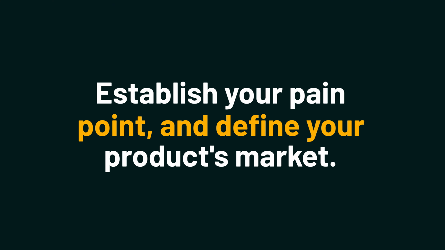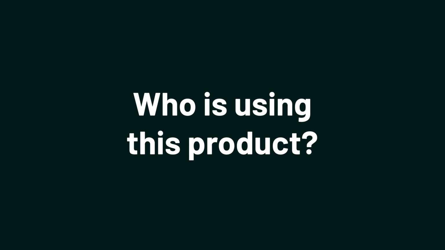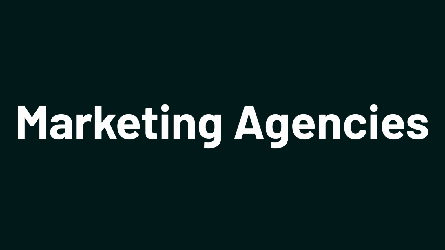And let's cruise on over to Victor's tips for writing killer copy. First, establish your pain point and define a clear market for your product. There are a few things you want to figure out ahead of time by asking yourself a few questions. What problem does your product solve? And who's using this product? Is it solopreneurs, marketing agencies, people without development experience? Whatever it is, these answers provide you the lens through which you should be writing your copy.